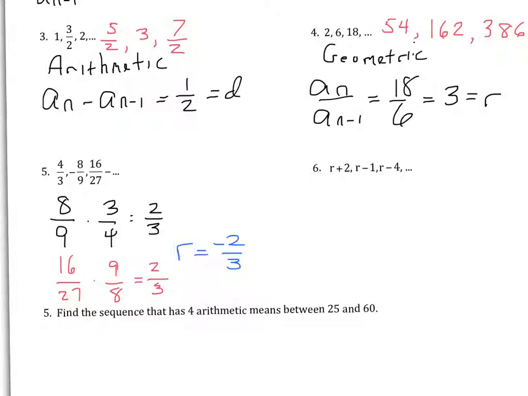So since I'm multiplying by a negative 2/3 every time, I'll do that. So I got, next one would be a negative 32. 27 times 3 is 81. And then I got a positive 64. Multiply 81 times 3, I got 243. And then negative 128. 243 times 3 is 729.